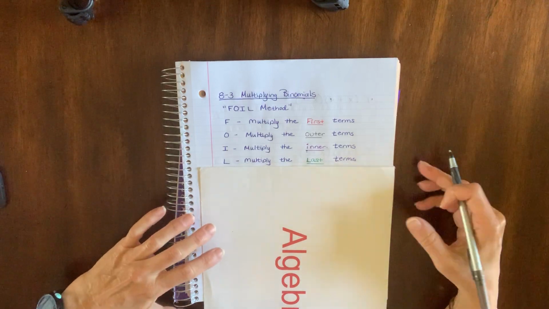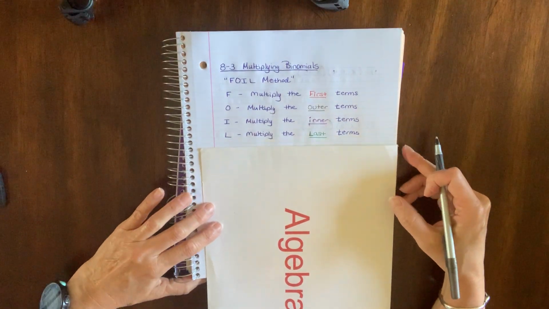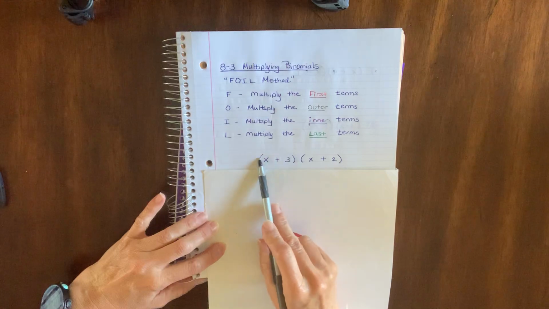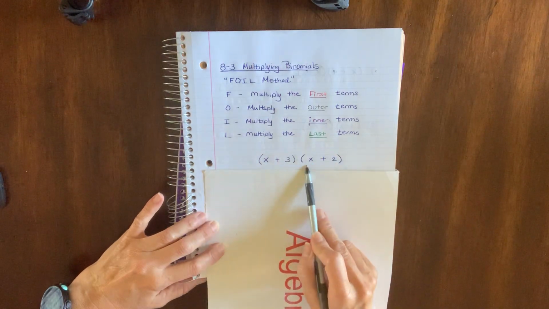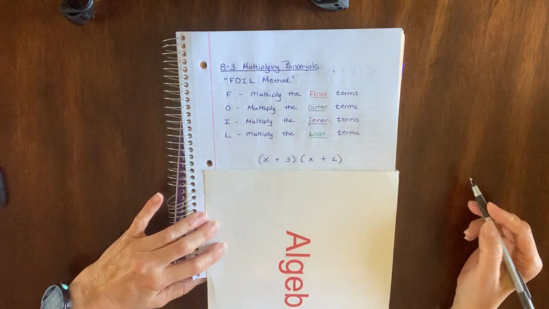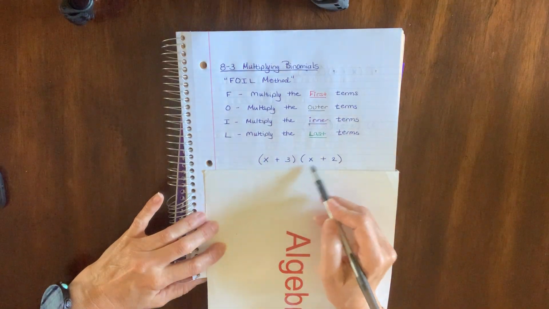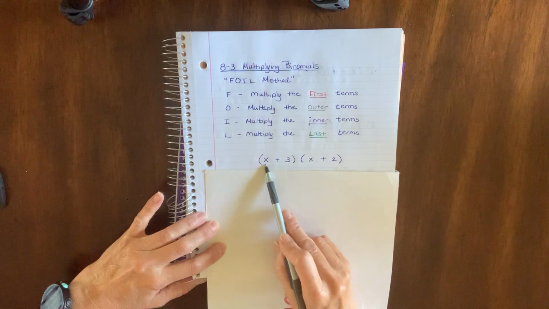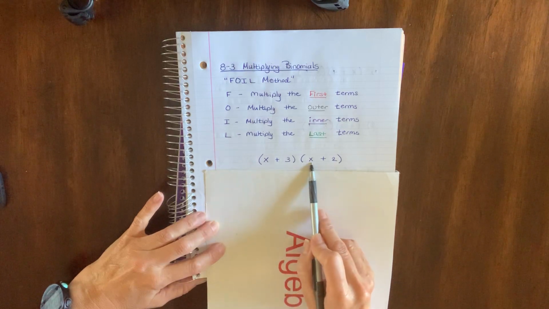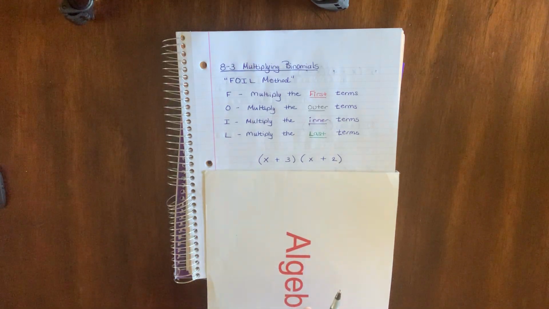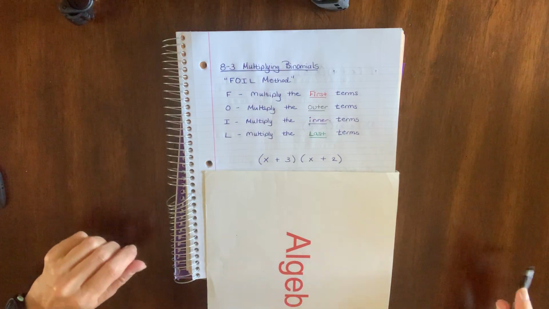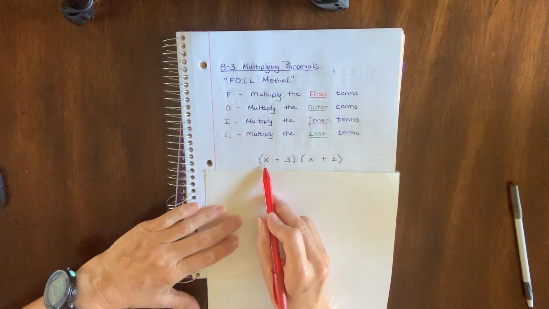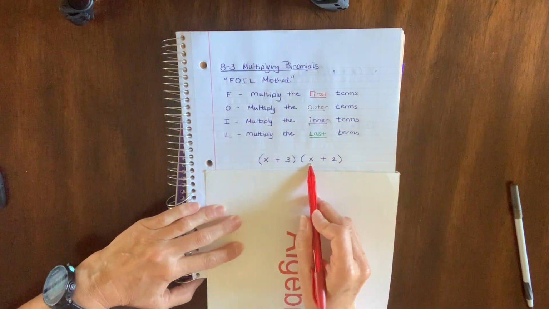So we're going to multiply two binomials together. So here's our first example. Now I know that this is a binomial and another binomial because they each have two terms inside them. Notice that the parentheses are here, which means we're going to multiply the first terms in each binomial. Then we're going to multiply the outer, inner, and last. Okay, so let's start with the first terms in each binomial. That would be this x and this x.